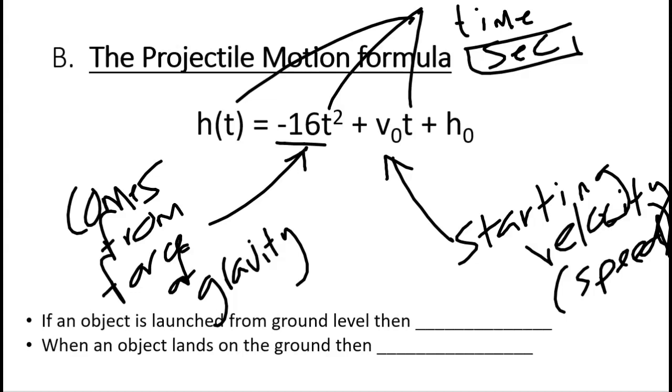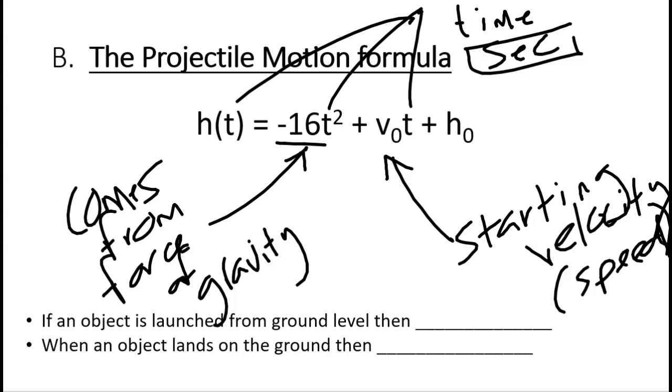Velocity is different from speed in that it can be positive or negative. Positive means it's going up, negative means it's going down. So if you were to throw an object upwards, it would have a positive velocity. But if you were to throw an object down really fast, like you just chuck it down, that would have a negative velocity.